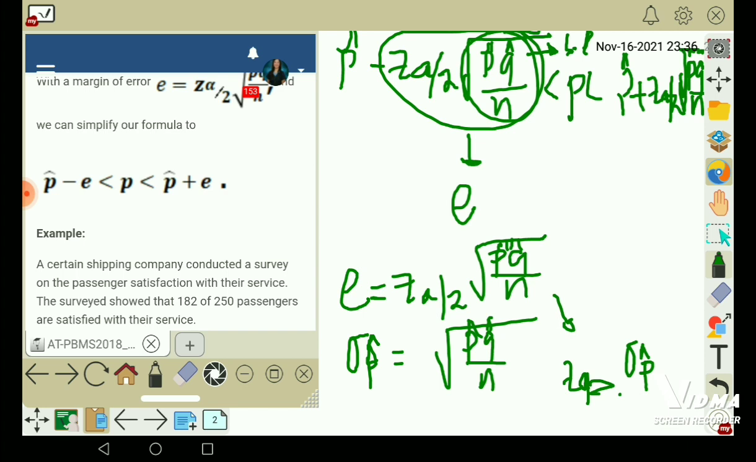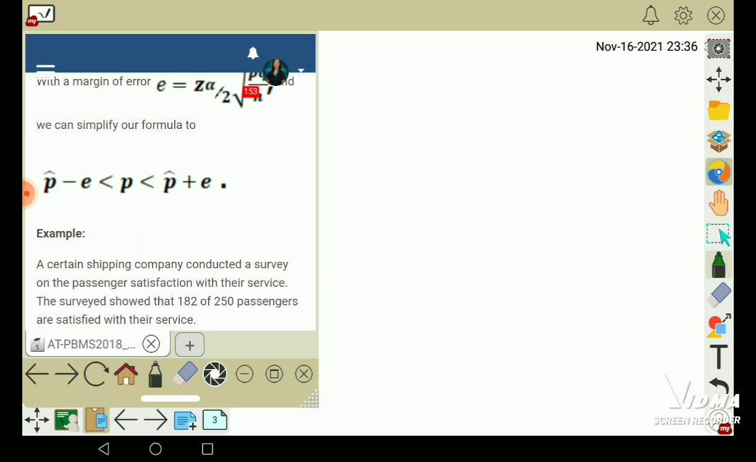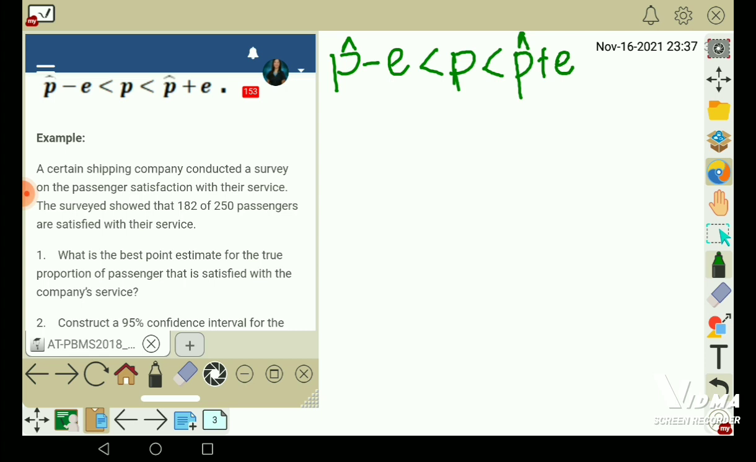Okay, so to simplify the formula above, we have the following: p hat minus your margin of error, which is less than your population proportion, and that population proportion is actually less than your p hat plus margin of error.